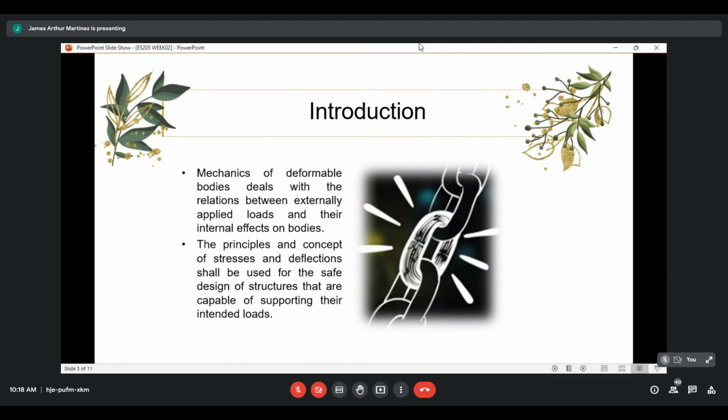So this is actually a preparatory subject for your design subjects in the higher years in civil engineering, since here we consider the properties of our materials. So it is important to consider that because in design we consider many factors, and one of them is the properties of our materials, and the stresses and deflections that will occur in our structures.